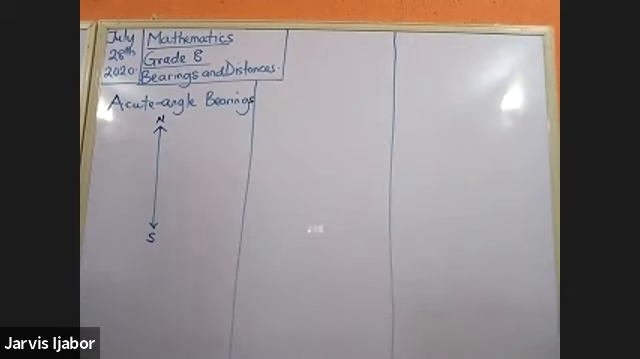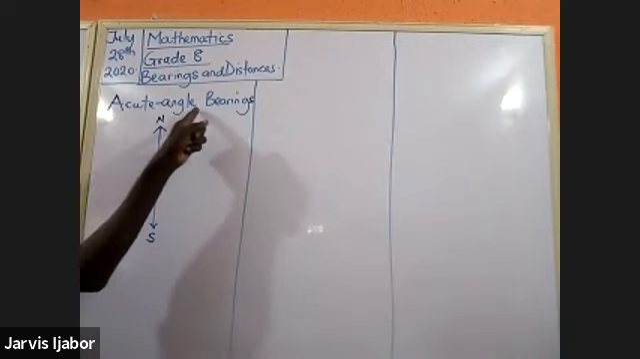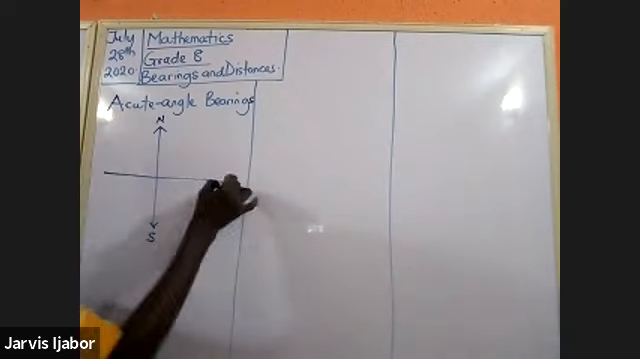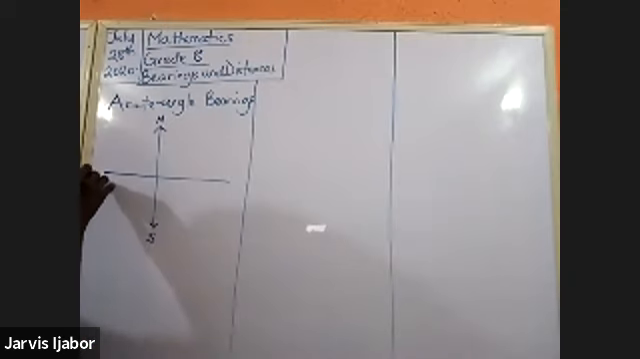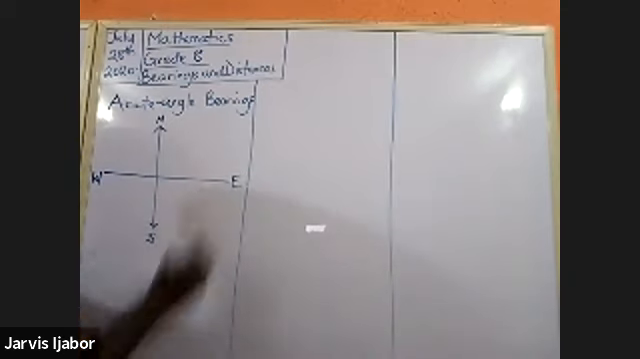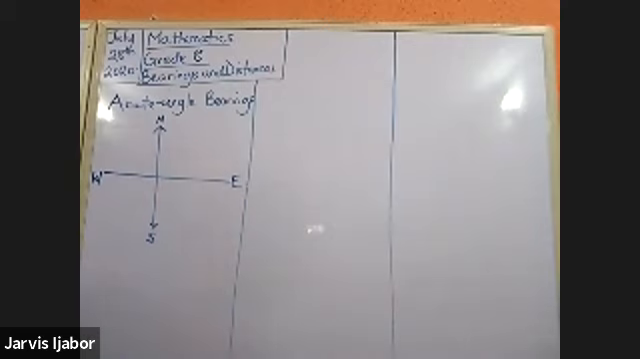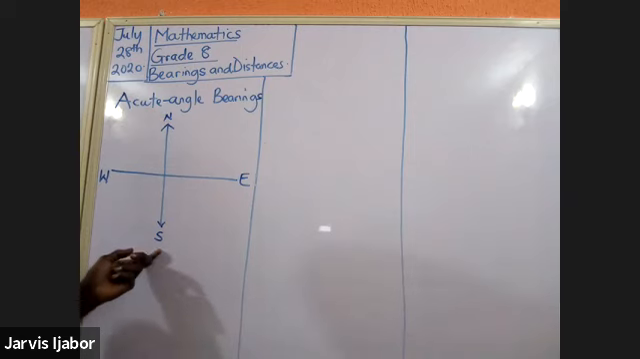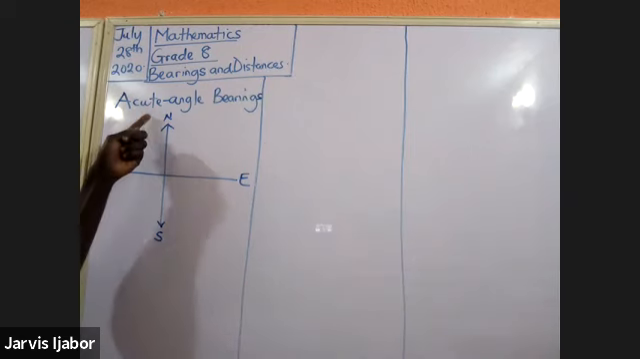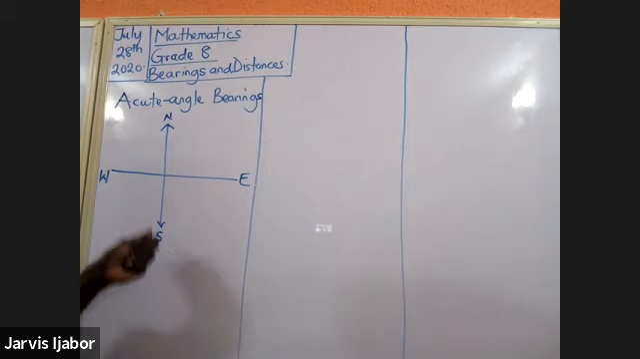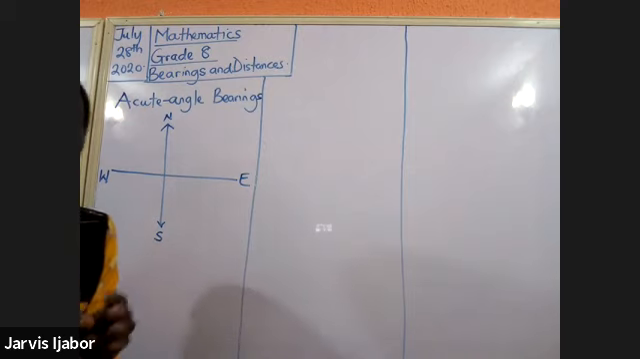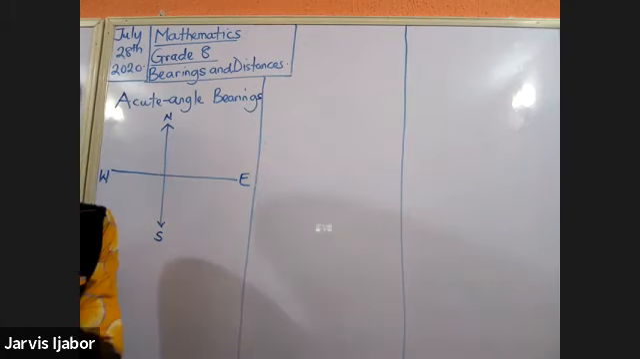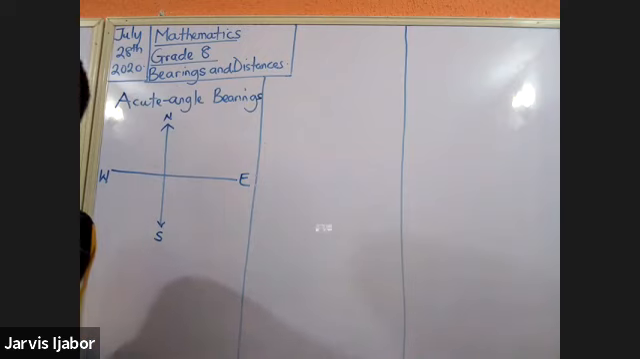So you take note of something. It says acute angle. Now watch this. Reference north, reference south. So acute means that the angle I'm working with is less than what? Is less than 90 degrees.